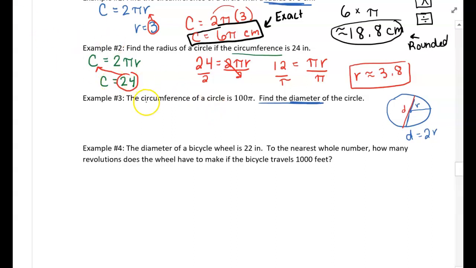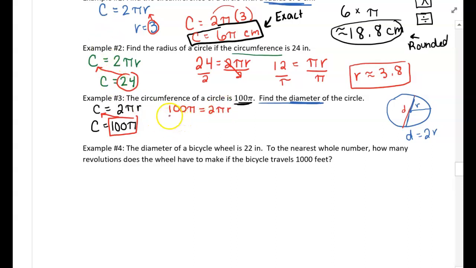All right, so let's read this out. It says the circumference of a circle is 100 pi. Find the diameter of that circle. Once again, my circumference formula is C equals 2 pi r. Now the circumference is 100 pi, and therefore, I can substitute this 100 pi right in here where I see the circumference. So I can rewrite this as 100 pi equals 2 pi r.